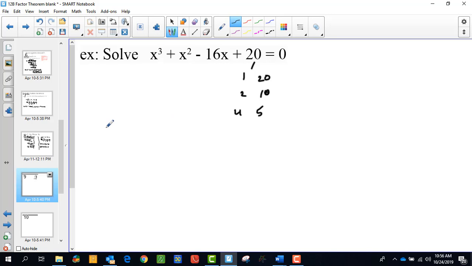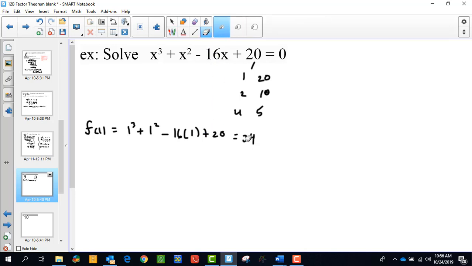So then we just pick 1 first. I always test 1 first to see if it works, because it's really easy to test, and it doesn't, right? Because we get 1 plus 1, that's 2. 2 minus 16 is minus 14 plus 20. So that gives me 34, I guess. No, that doesn't make sense. Just 4, 5, 6. Back up that train. That's just a 6. Where I got 34 from.